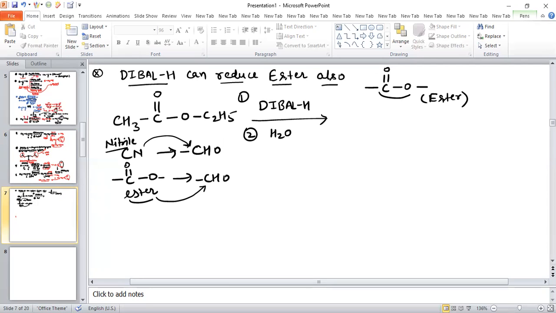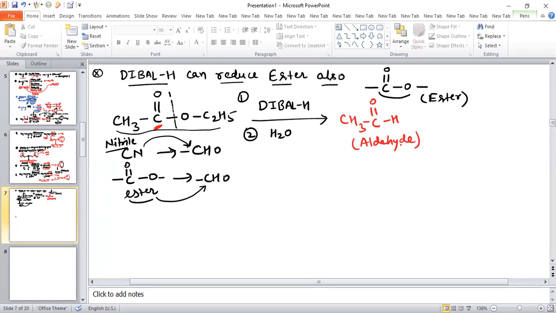So DIBAL-H can reduce this ester into an aldehyde. What product is obtained? The C double bond O bond cleaves, and hydrogen is added to this carbon. So the product obtained is CH3 C double bond O H. So an aldehyde is obtained as a product.